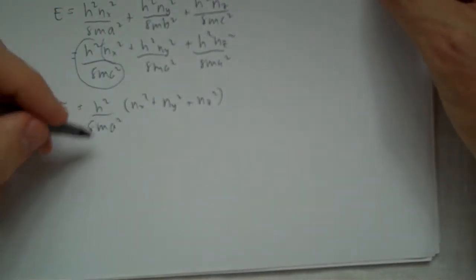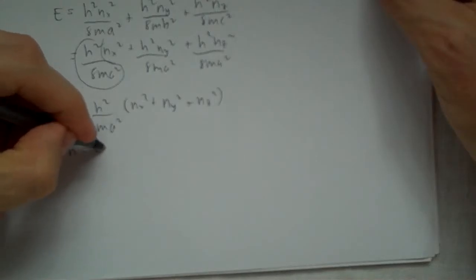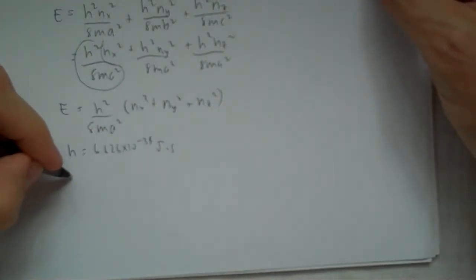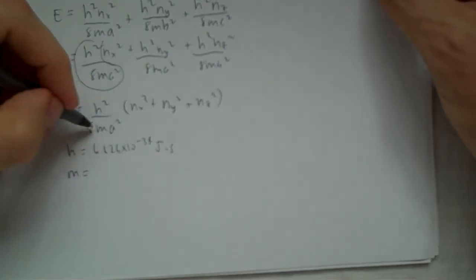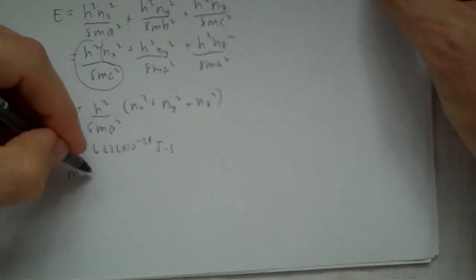Okay, so we know what h is. It's 6.626 times 10 to the negative 34 joule seconds. I'm saying that out loud because my wife is sitting here and I'm hoping she will be impressed. I am. Okay.